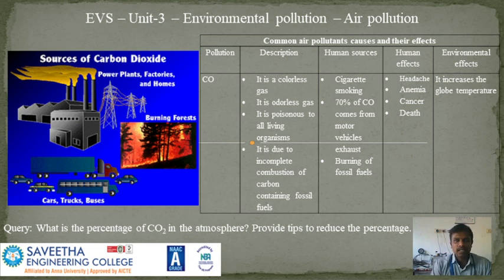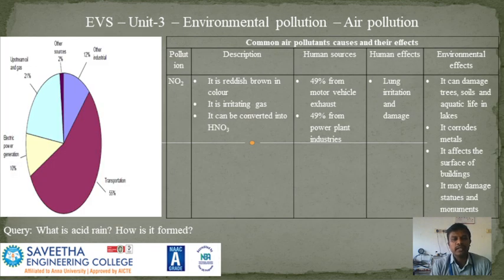Carbon monoxide is a colorless, odorless gas and it is poisonous to living organisms, formed due to incomplete combustion of carbon-containing fossil fuels. The human source is cigarette smoking, and 70% of carbon monoxide comes from motor vehicle exhaust and burning of fossil fuels. It causes headache, anemia, cancer and even death in humans. In the environment, it increases the temperature, contributing to global warming.